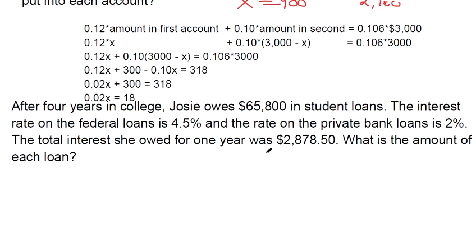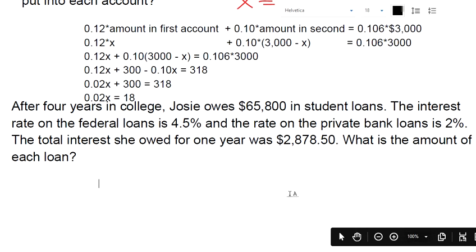Okay, let's check out the next one, see if this is similar. After 4 years in college, Josie owes $65,800 in student loans. It looks like Josie has two types of loans: federal loans, which have a 4.5% interest rate, and private loans, which are 2%. Usually I think that's the other way around, but I don't know, maybe I'm wrong. The total interest she owed for 1 year was $2,878.50. So it's going to be a similar structure to that last one.